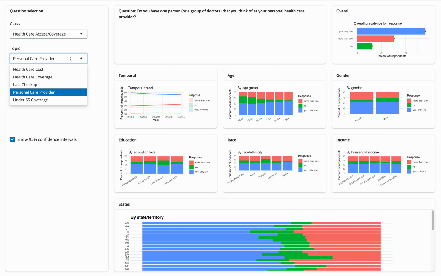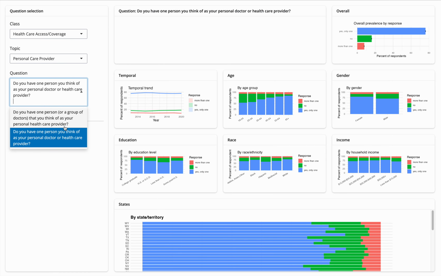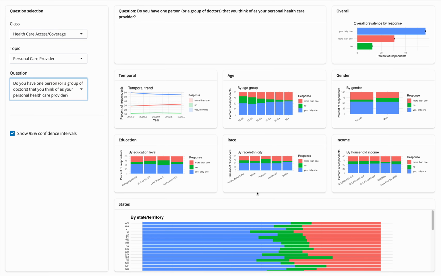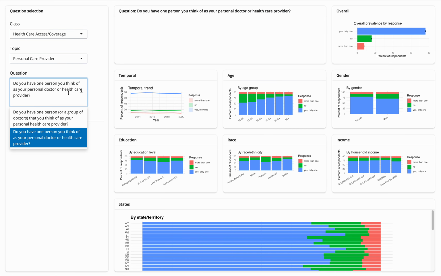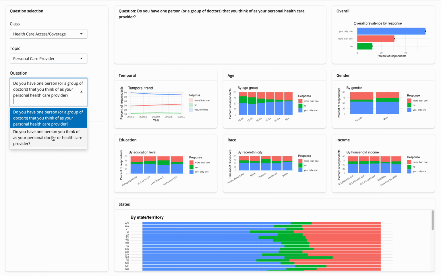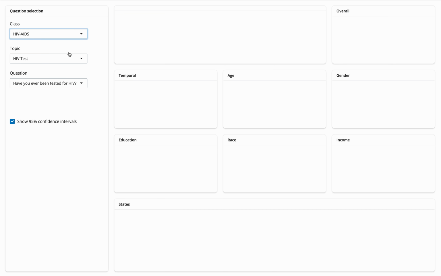Personal care provider, etc. The difference between these two is that the first one is a group of doctors. That's when you see it more spread out, more than one, where this one is only one. Although, that's weird. Interesting. HIV, AIDS, health. Oh, let's look at health status.